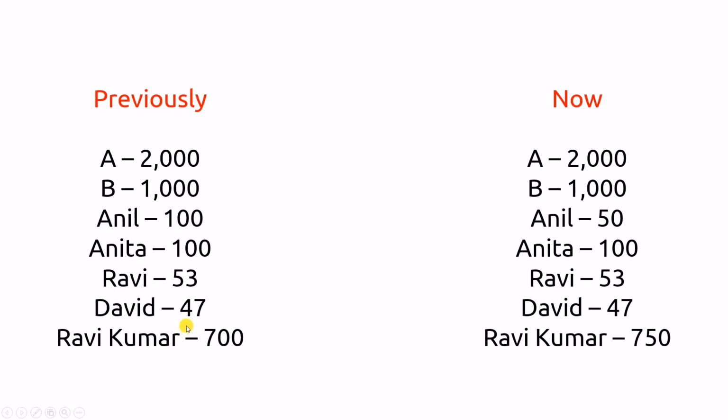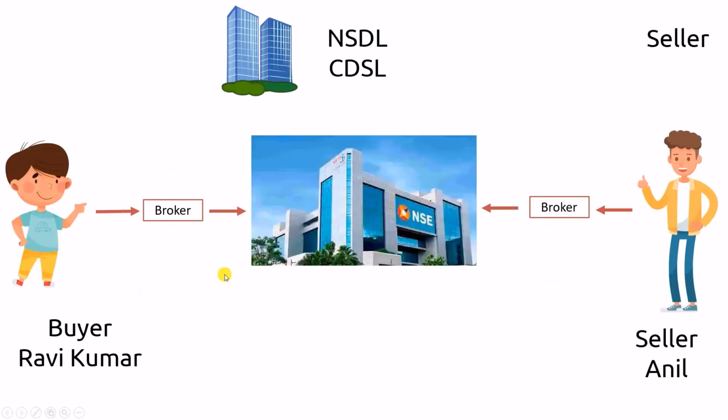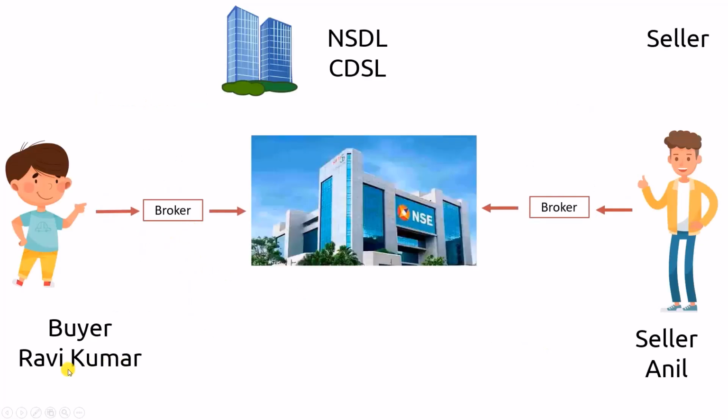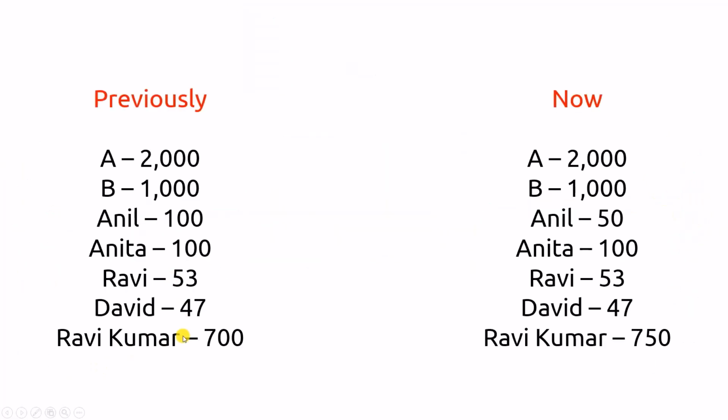Okay. So who is the seller? Anil. How much does he have? 100. Who is the buyer? Ravi Kumar. How much stocks does he have? 700. So after selling the shares or stocks, Anil has 50 and Ravi Kumar has 750. So basically Ravi Kumar has bought 50 from Anil.